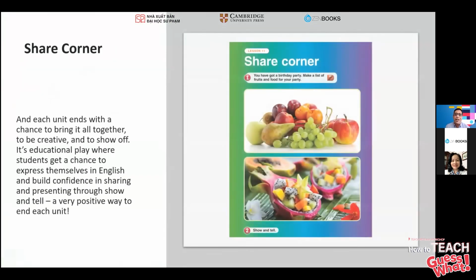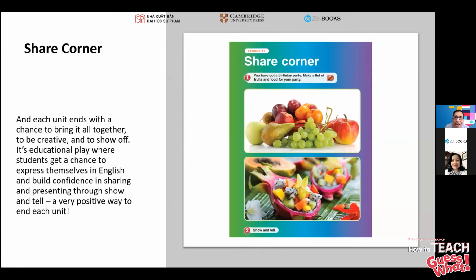So there's one more thing in the unit, which we call the share corner. And this is a chance for us to show off, to show and tell, to work in a group, to practice those social responsibilities. Each unit ends with another chance to bring it all together. It's not a role play. It's even more personal than that.